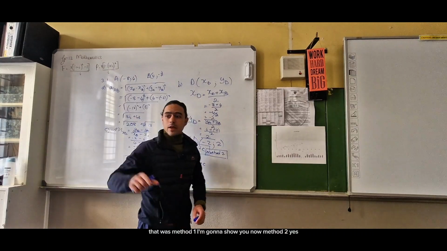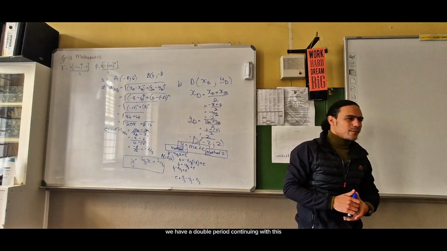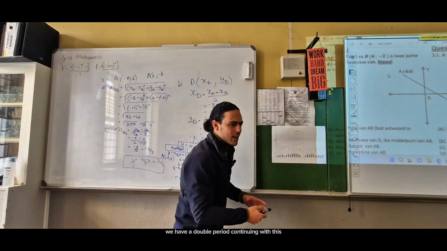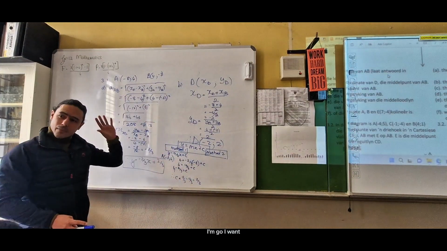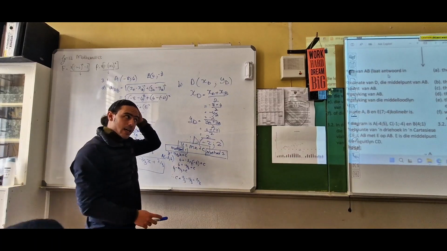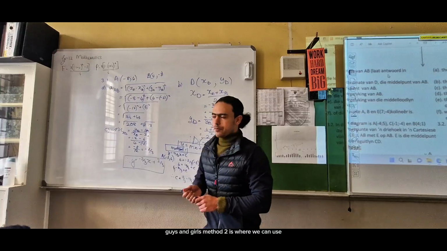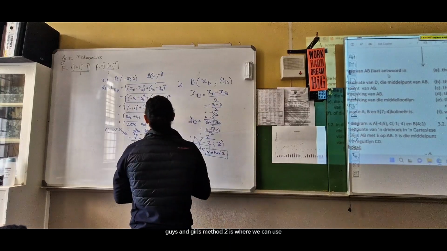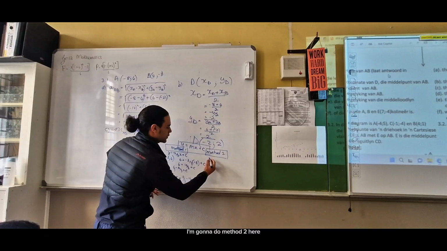I'm going to show you now method 2. Yes, luckily we have a double period. Continuing with this. All right, let's check method 2. I'm going to ask you to copy both methods. Let's look at method 2 quickly, guys and girls. Maybe I need to clean the board a little bit. Right, now it's fine.